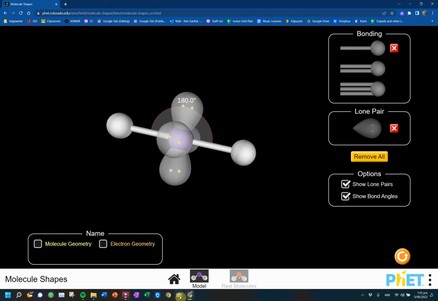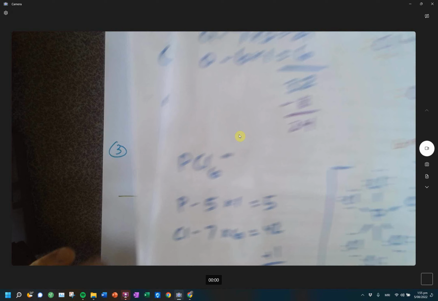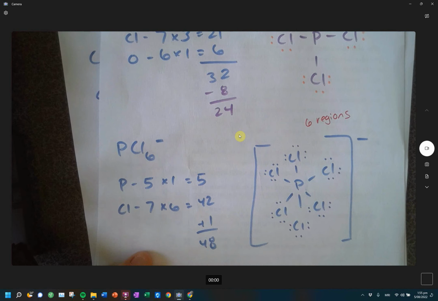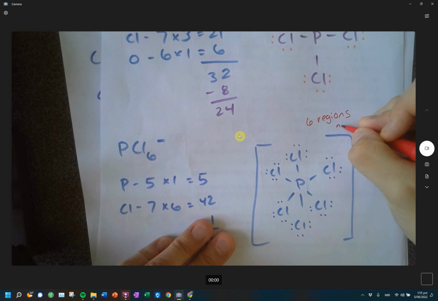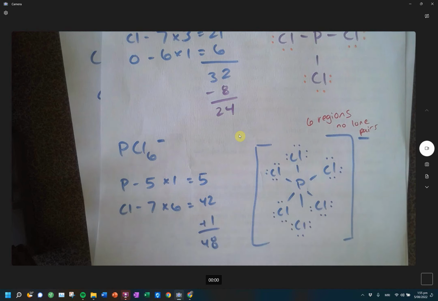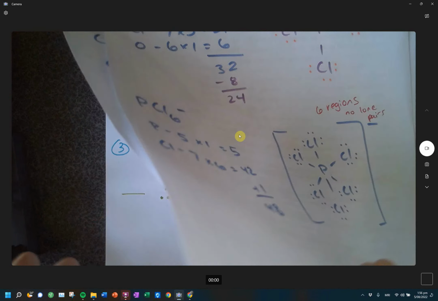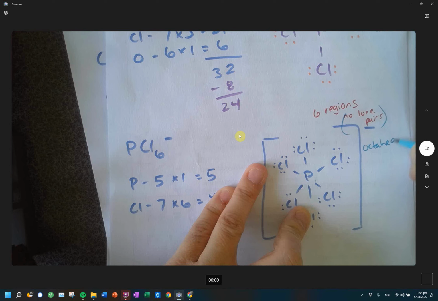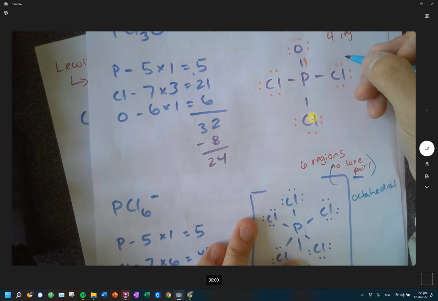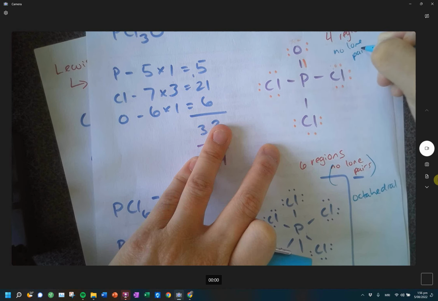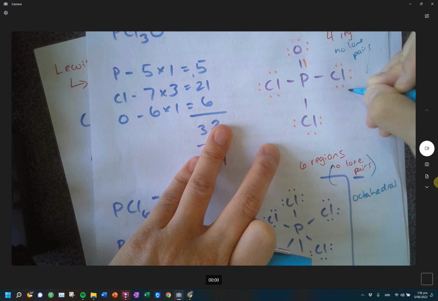I'm just going to switch back to the document camera. So you'll see with our things that we were doing the other day, you can tell what shapes they are based on the number of regions that are bonded and unbonded. So this one's no lone pairs. So this one would be my octahedral shape. I should have changed colors. Let me get that in blue. I think is what I was writing in. Yep, blue. No lone pairs, so that one's an octahedral. This one here, 4 regions of electron density, and they're all bonded. No lone pairs, so that one there is your tetrahedral.